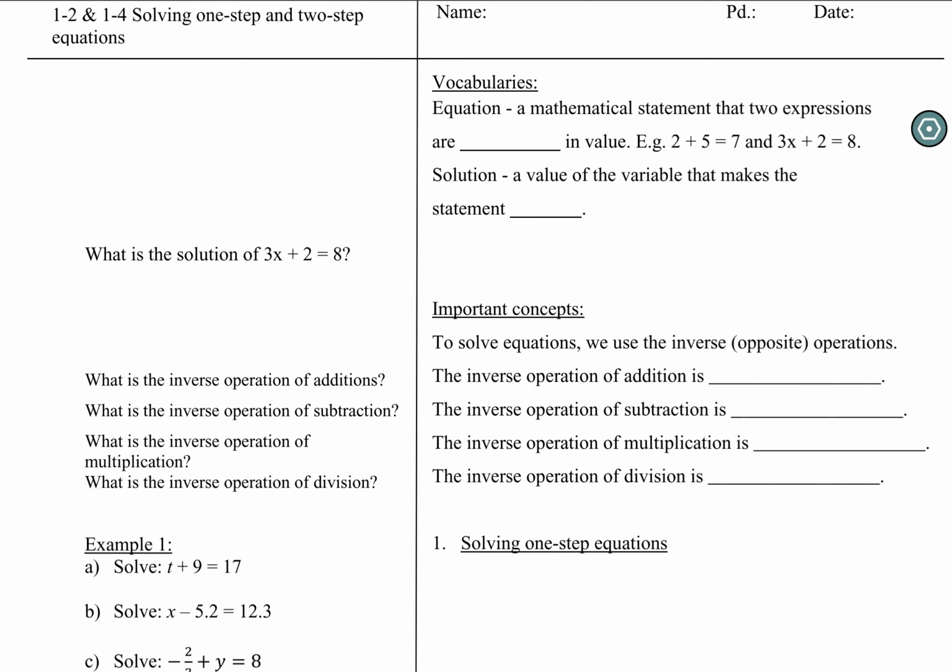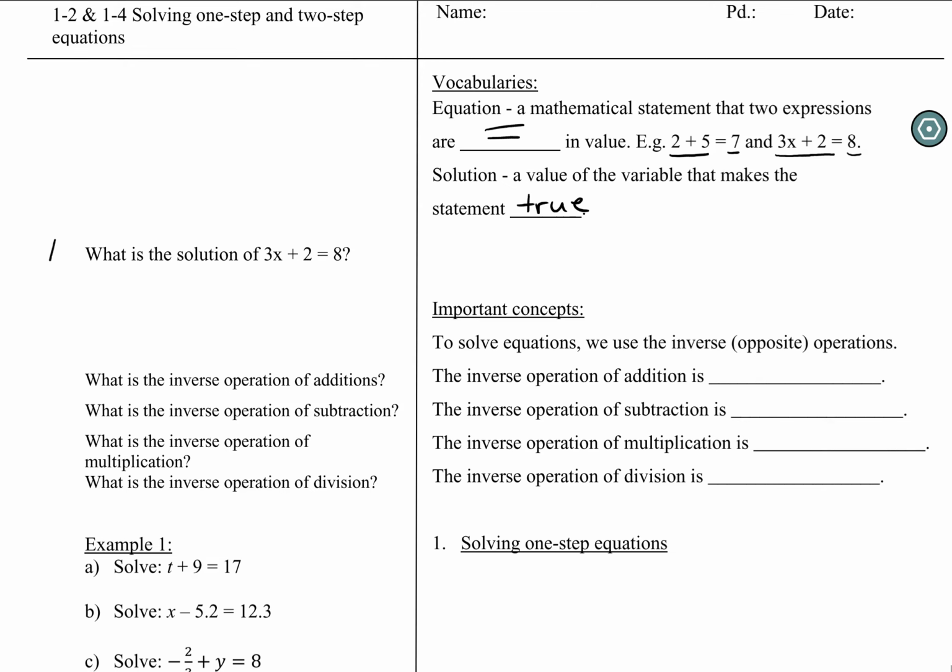So an equation is different than an expression. Equations have an equal sign. They are a mathematical statement that two expressions are equal to each other. So, for example, 2 plus 5 is equal to 7. Or saying 3 times x plus 2 is equal to 8. And a solution is a value of a variable that makes the statement true. So it can't just be any number.